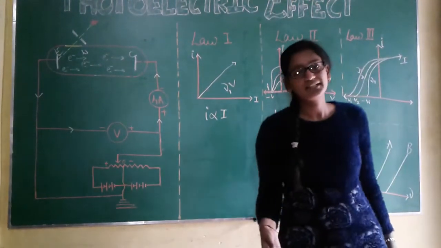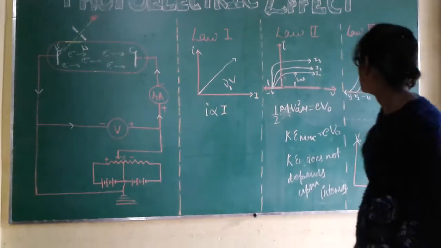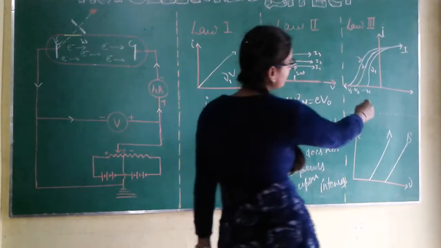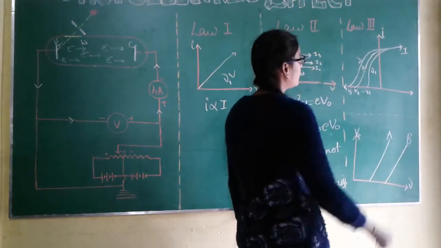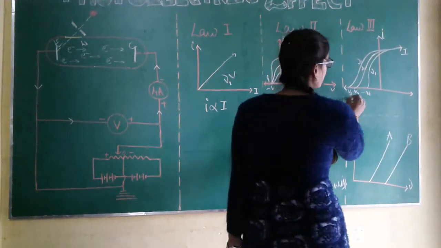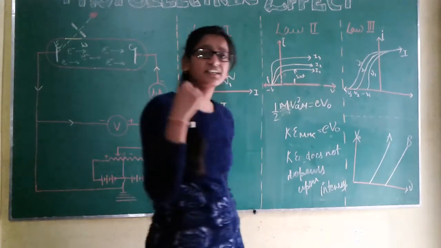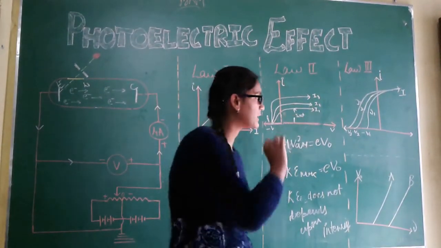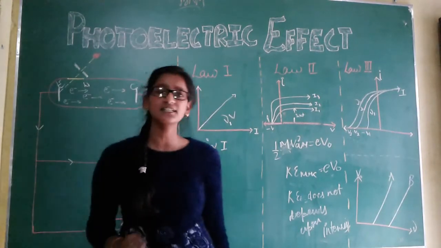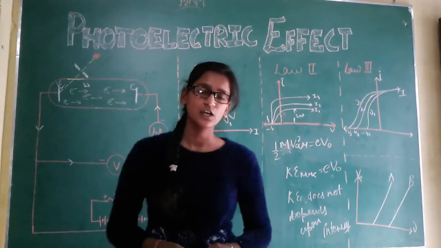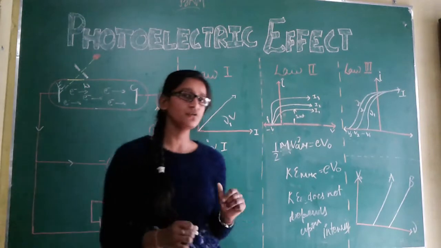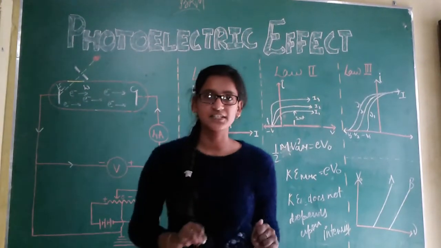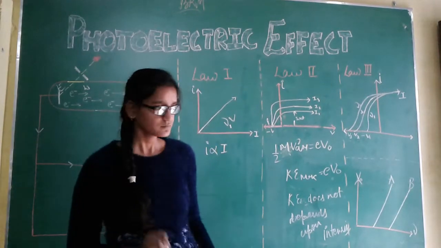What is the effect of frequency on the photoelectric current? Here we have a graph for the different frequencies. What we see is that the potential increases with increasing frequency, and when the potential increases, then the kinetic energy also increases. So we simply conclude that the kinetic energy increases with increasing frequency. This is our third law.